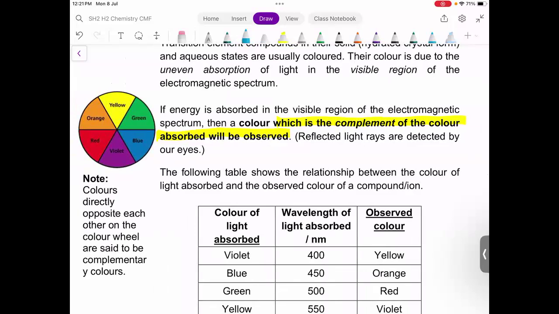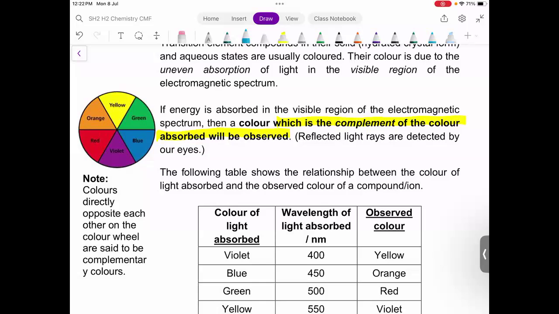Yeah, so in this case, if let's say the complex absorbs violet, then what is reflected back to you is likely to be yellow. So this is what we are trying to say. And I hope you know that blue has the highest frequency while red has the lowest frequency. Infrared has the lowest frequency, longest wavelength. UV light, highest frequency, shortest wavelength. Correct?